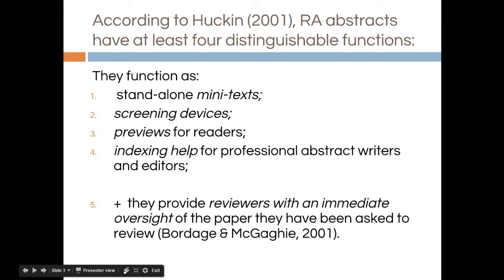There are different types of models for abstracts. These different types of models tell you what information you should have in your abstract. According to Huggin, research abstracts have at least 4 different parts and functions. They serve as standalone mini texts, screening devices for people to see if they need your research. They serve as previews for readers, and also as an index to help professional abstract writers and editors. Overall, they provide immediate oversight of the paper. Basically, it tells what you have researched and your conclusions.